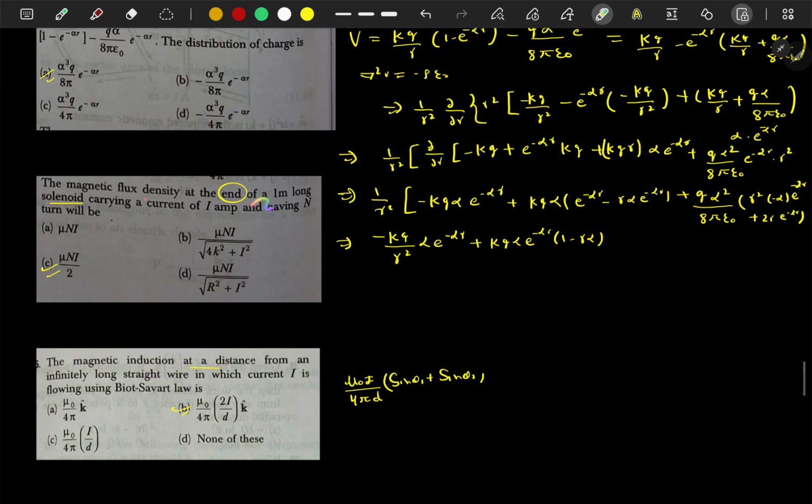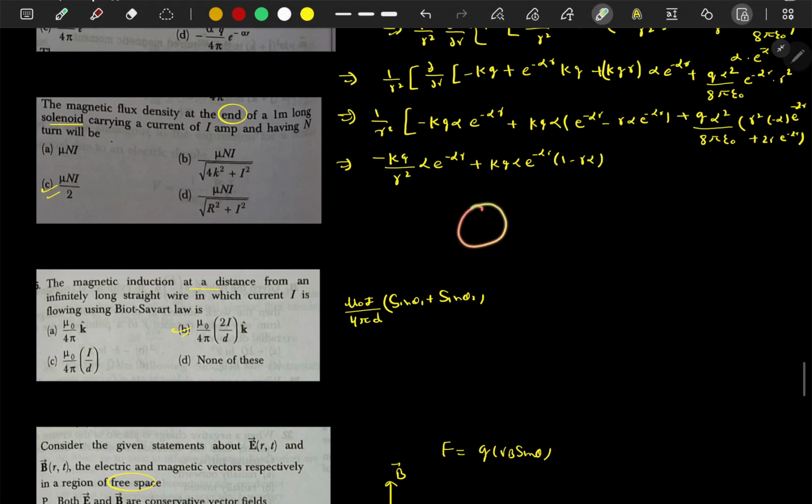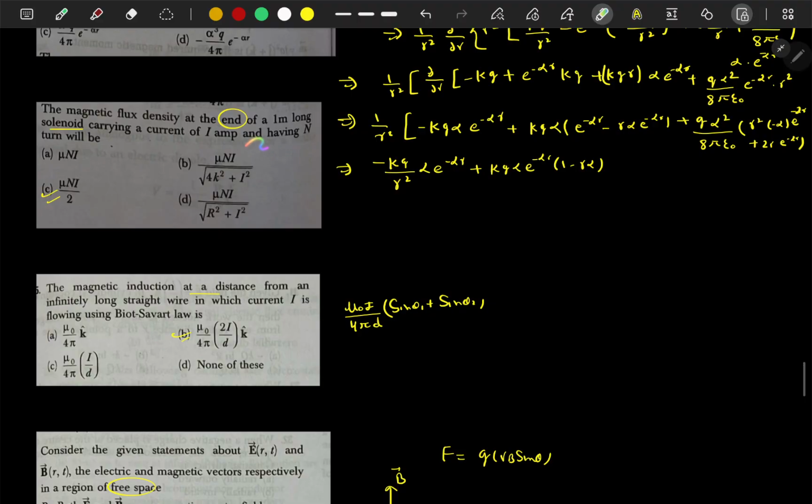The magnetic flux density at the end of a 1 meter long solenoid carrying a current of I ampere and having n turns will be mu naught N I by 2. Remember that this is at the end. If it were asked at the middle, it would be mu naught N I.